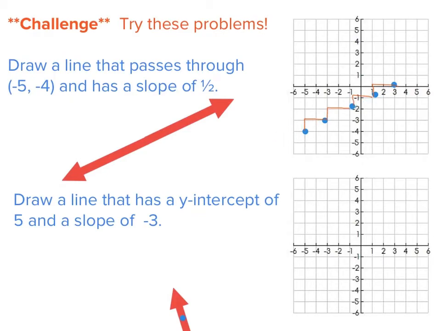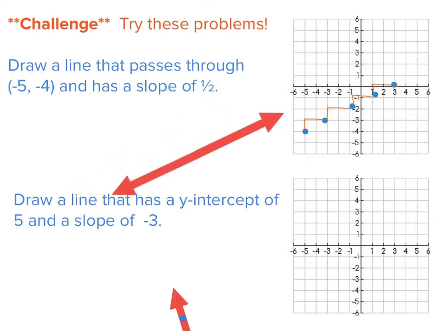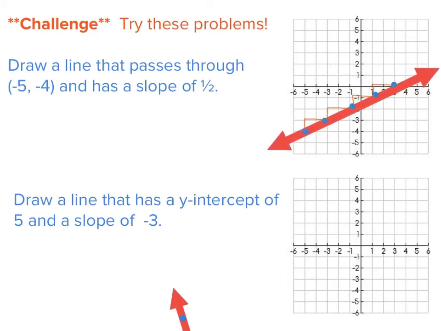Now that I have enough points on the graph, I can connect them using a straight edge or ruler. And this is what a line that passes through the point -5, -4 and has a slope of 1/2 looks like. So try the next one on your own. So pause the video now, and when you are ready, click play.